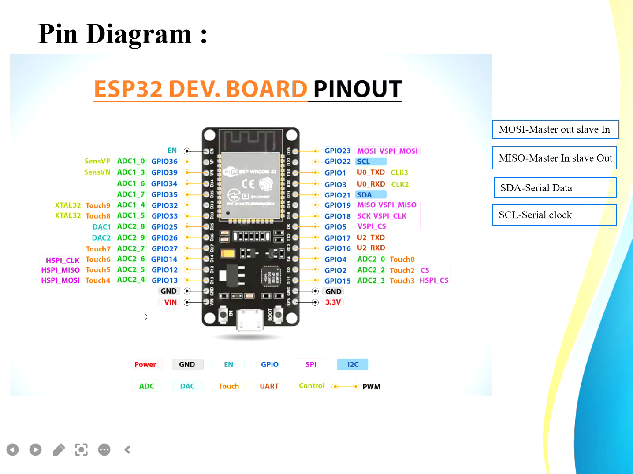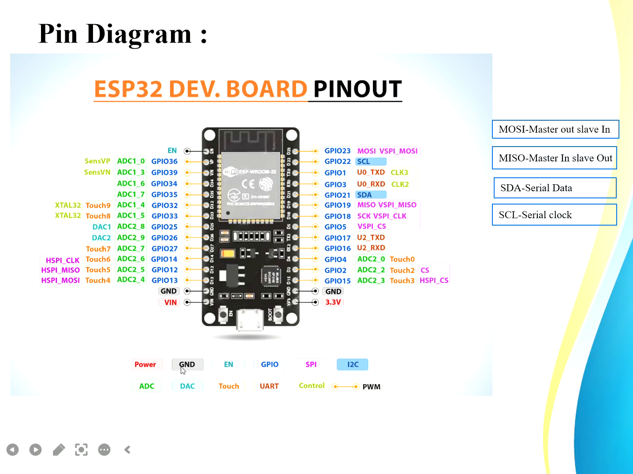This is a pin diagram of ESP32. ESP32 has 36 general purpose input output pins. MOSI is master out slave in and MISO is master in slave out. SDA is serial data, SCL is serial clock. These are used for input output pins.